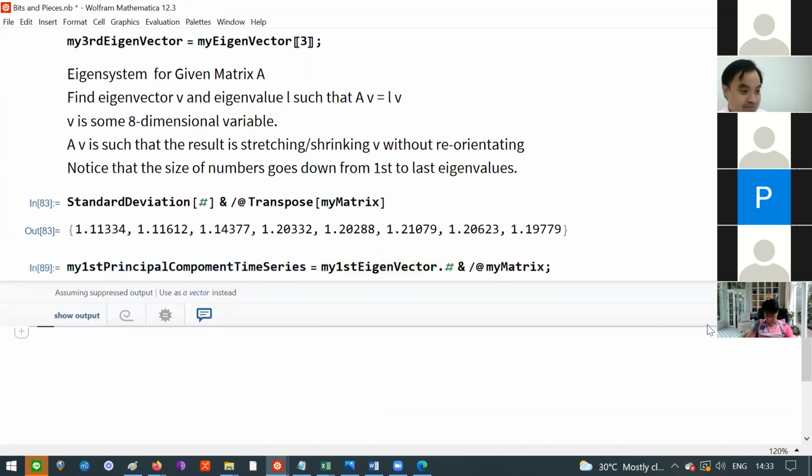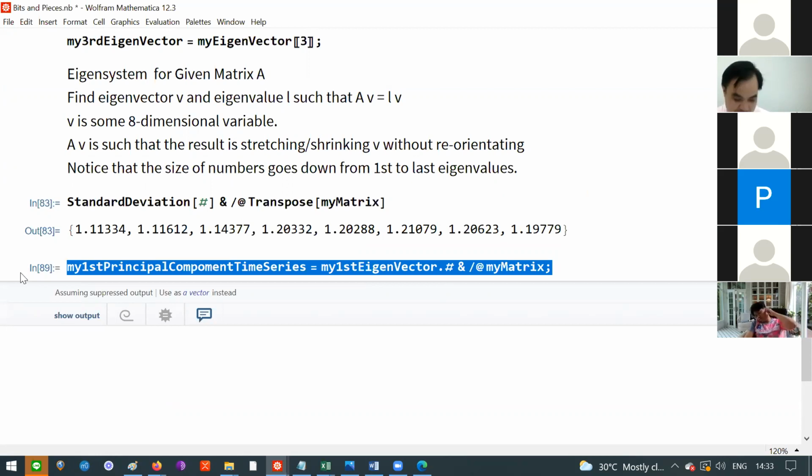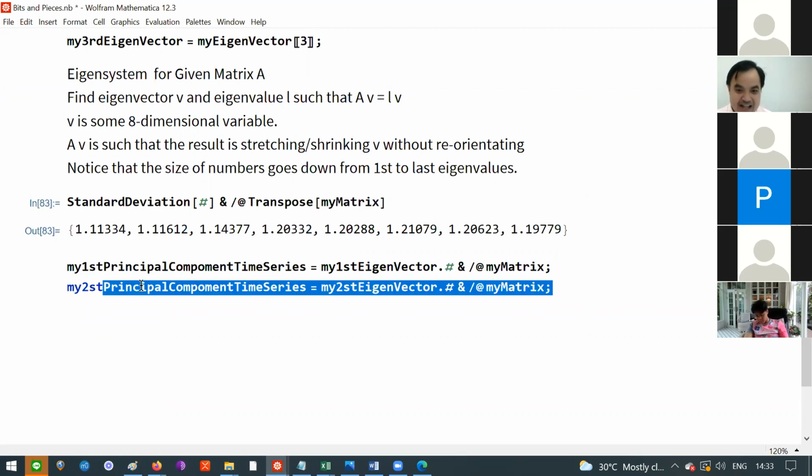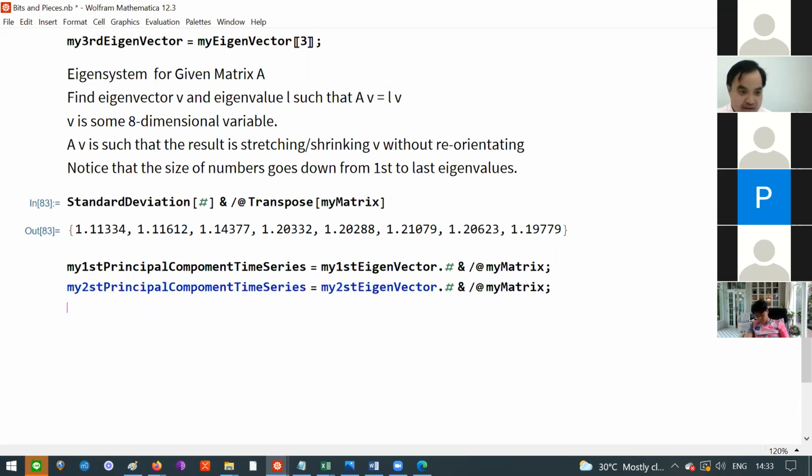You haven't seen it. I'll show you what it looks like. But I'm going to do something else. While I'm here, I'm going to take my second, and I'm going to take my third.